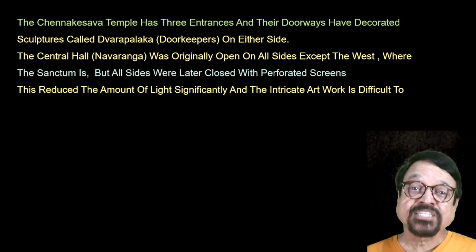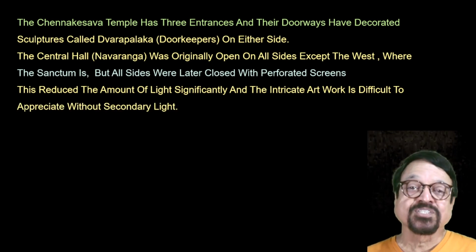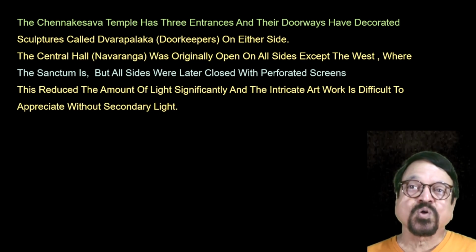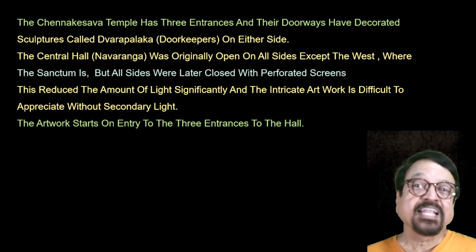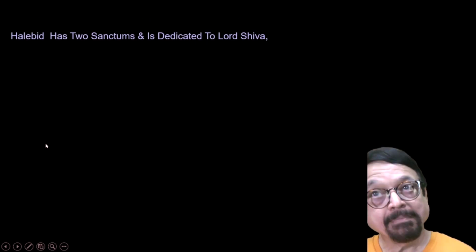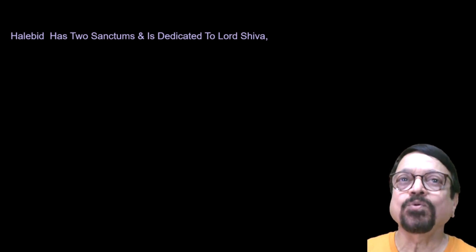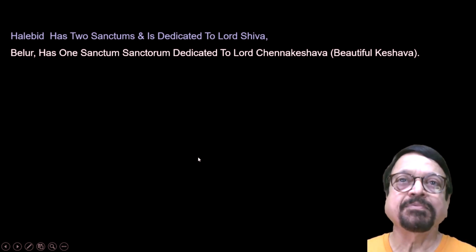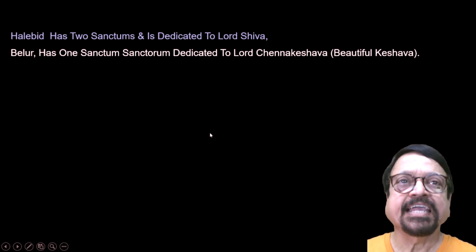You cannot use flash anywhere inside, so you cannot use any artificial lights, but in spite of that you can appreciate the beauty, the carvings, and why it was called superhuman. Even though there is less light, you can still appreciate the work. Pyramid has 2 sanctums and is dedicated to Lord Shiva. Belur has 1 sanctum and that is dedicated to Lord Channakeshava.